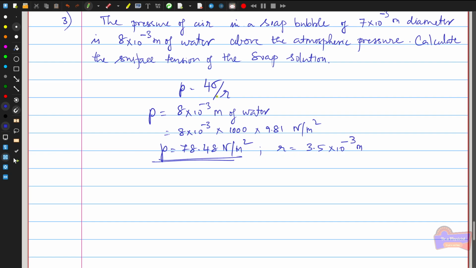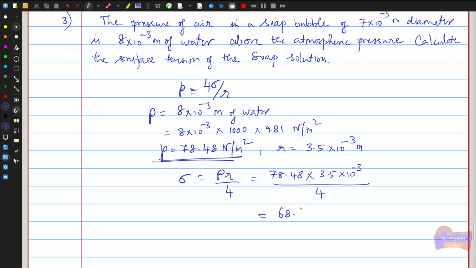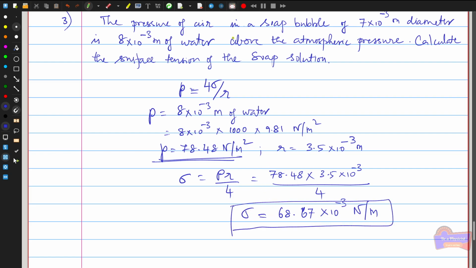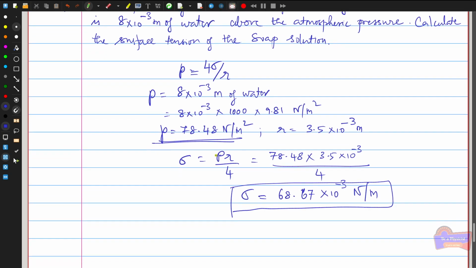We have a pressure, so you can easily calculate the sigma. You can just rewrite this equation in terms of sigma. So sigma is equal to PR divided by 4. The P is given by 78.48 into 3.5 into 10 power minus 3 divided by 4. So the final value will be equal to 68.67 into 10 power minus 3 Newton per meter. That is actually the surface tension of the soap solution which we are considering in this problem. So I can solve one more problem, the final problem.